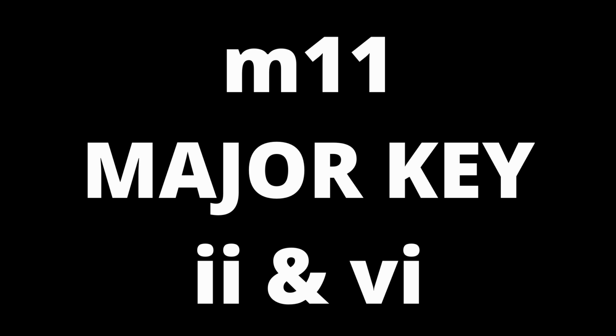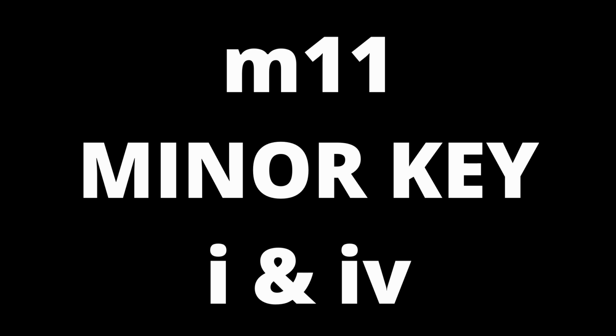If you're using them diatonically, the minor 11th chords will feature as chords 2 and 6 in major keys and chords 1 and 4 in natural minor or Aeolian keys. Diatonic chords use only notes from a particular scale and are strictly in a key. I'll show you some examples now using HookPad.